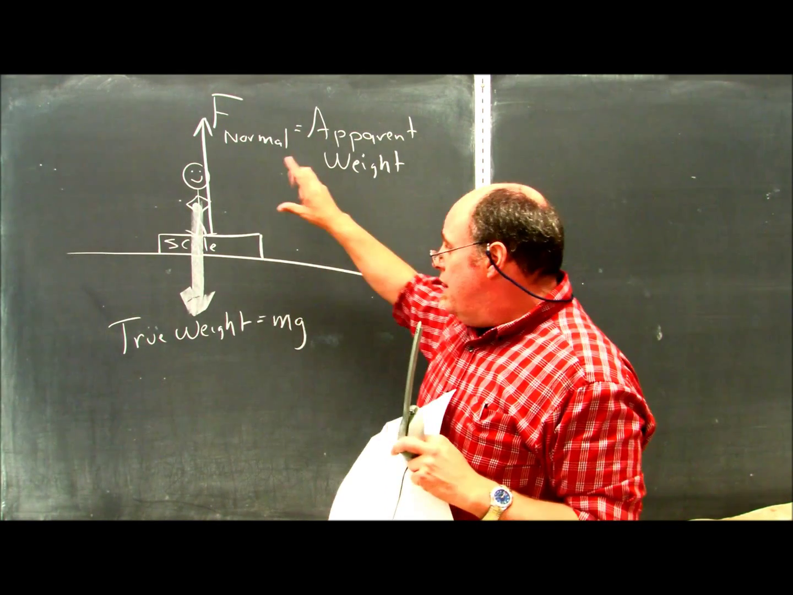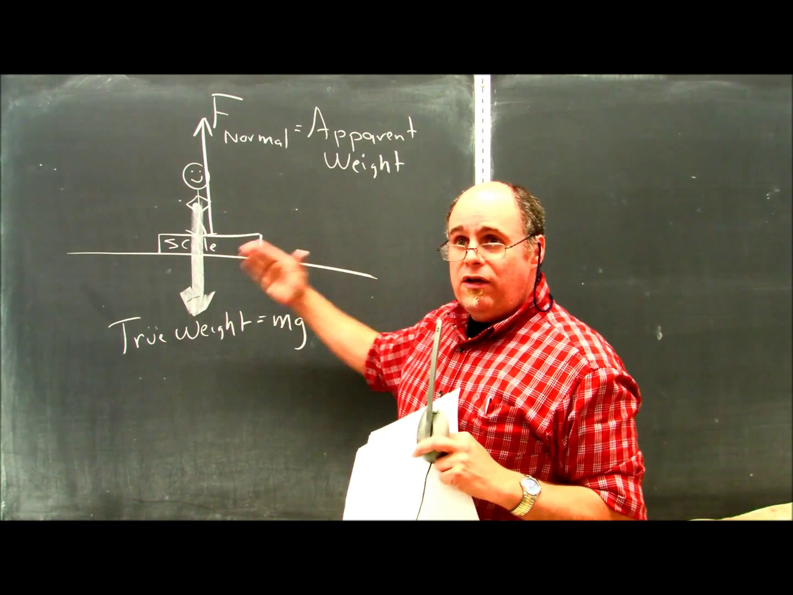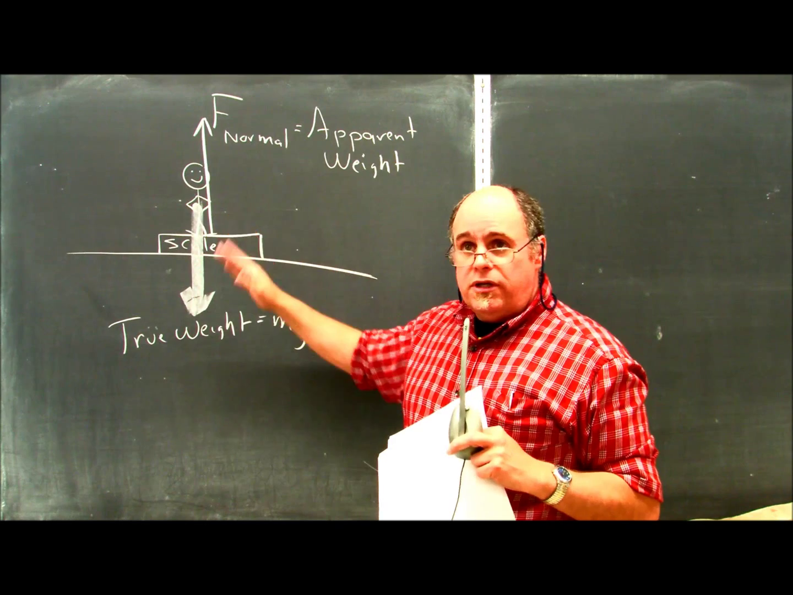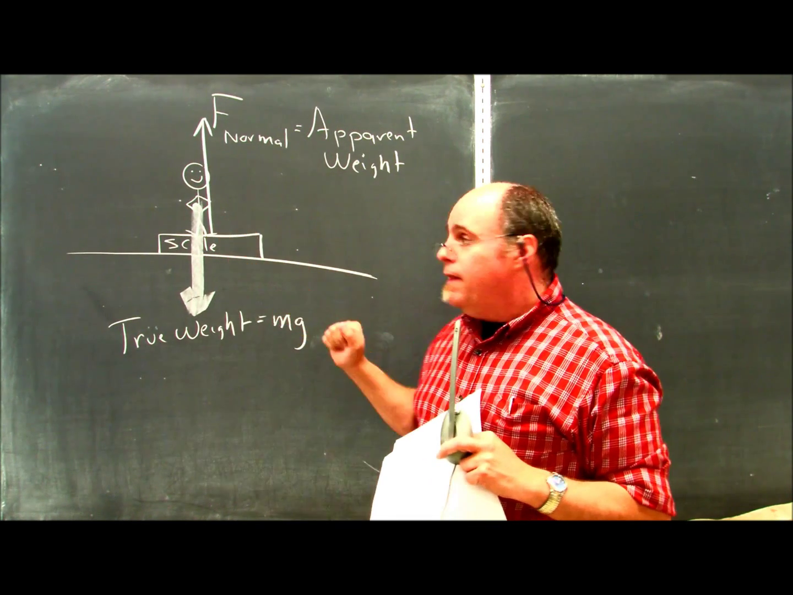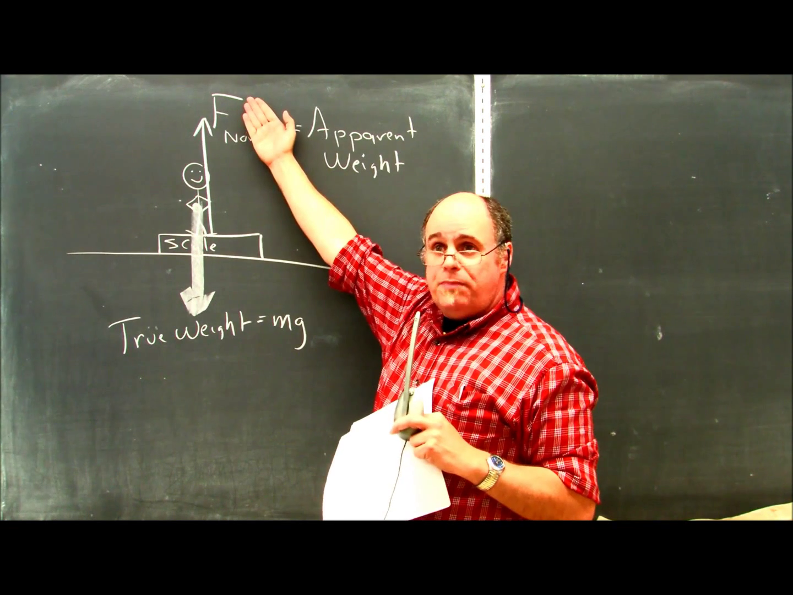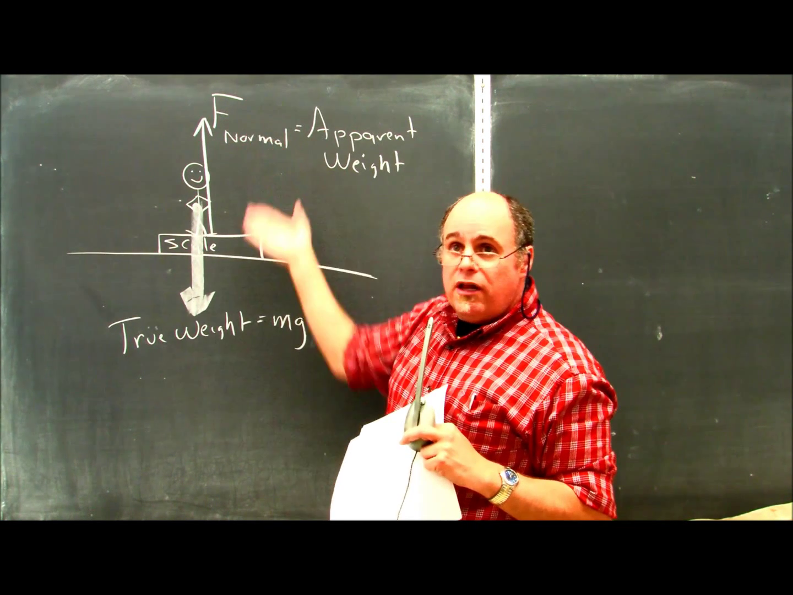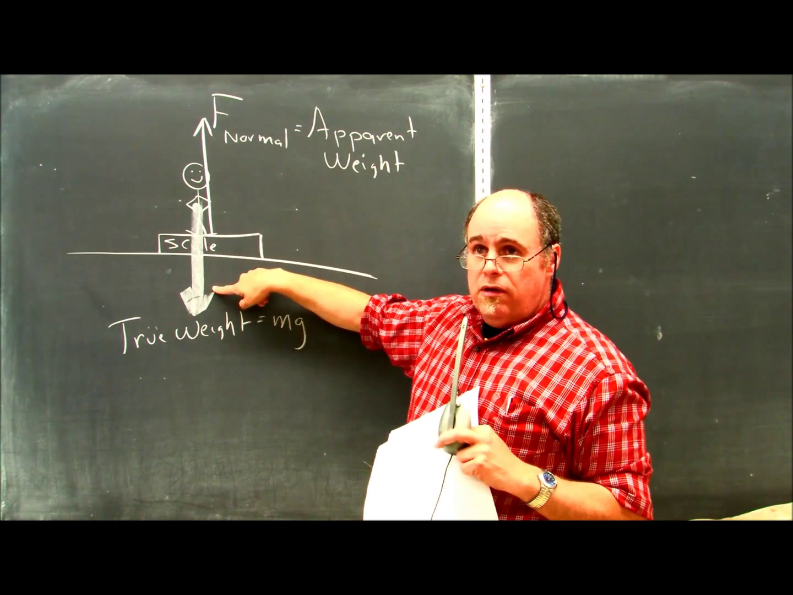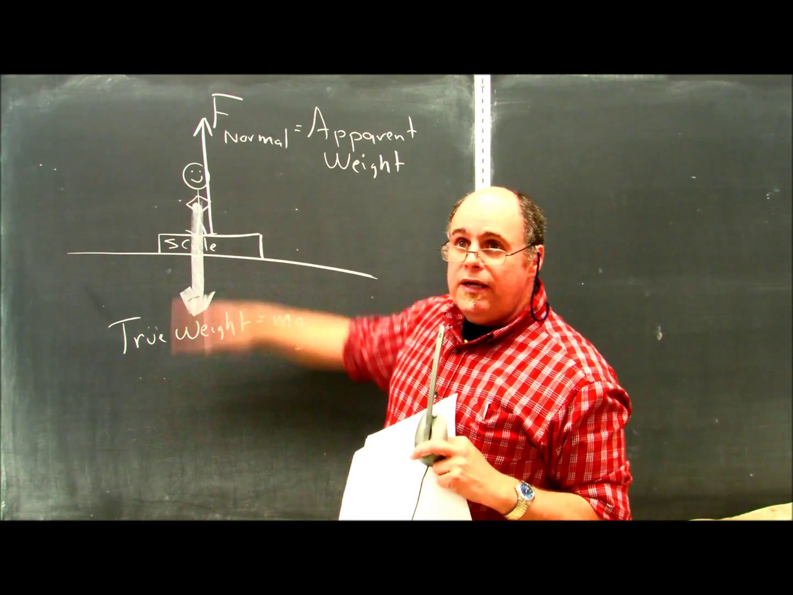So here's two forces acting on a body. If these two forces are equal and opposite, the body's not accelerating. If one of the forces is bigger, if this force here, the upward force, is bigger, that actually means that the body's accelerating upward. And if this force here is bigger, then that means the body would be accelerating downward.